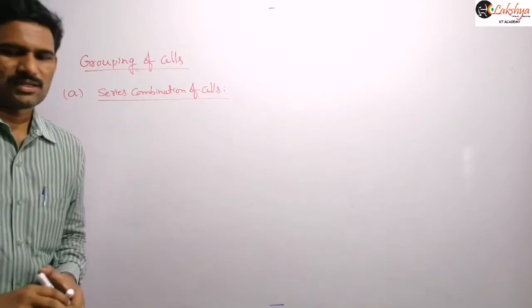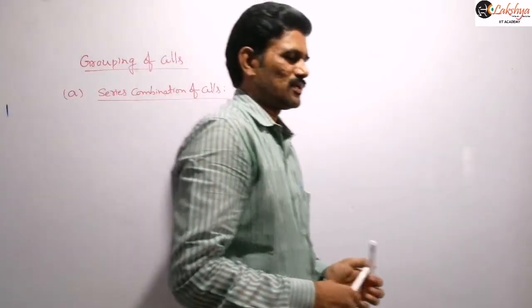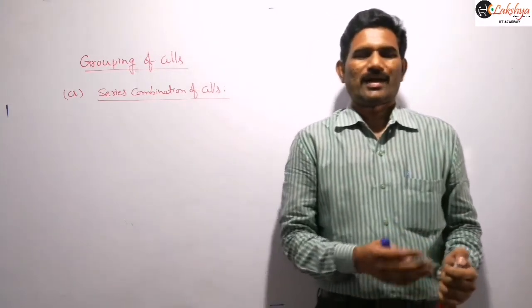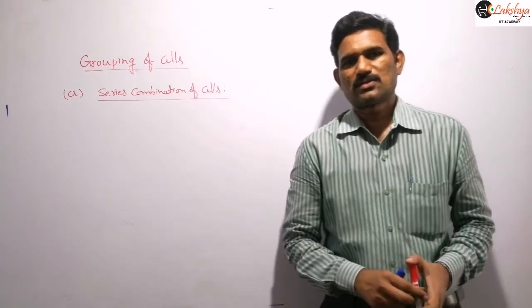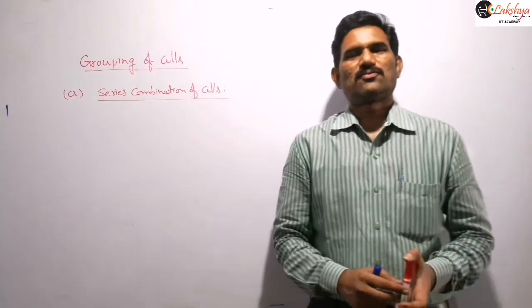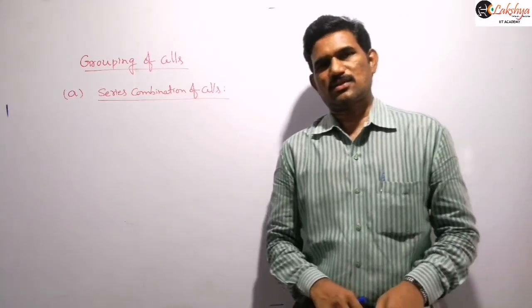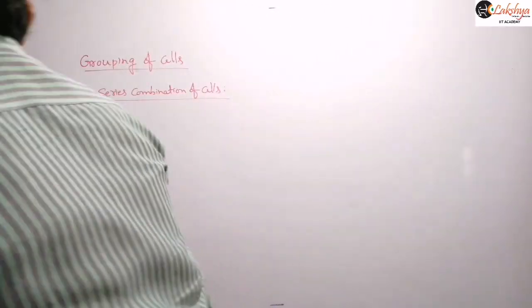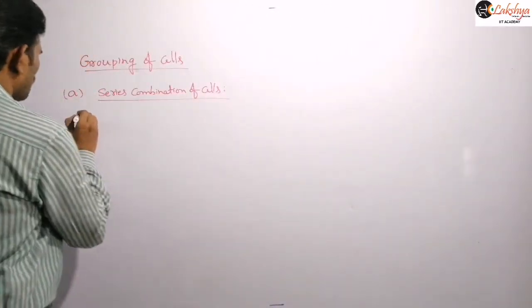So in that again there are two cases, like cells of different EMFs connected in series and cells of identical EMFs connected in series. So first let us discuss about the different cells, then you can write the identical cells easily, right? So first, in that, I am discussing case 1.